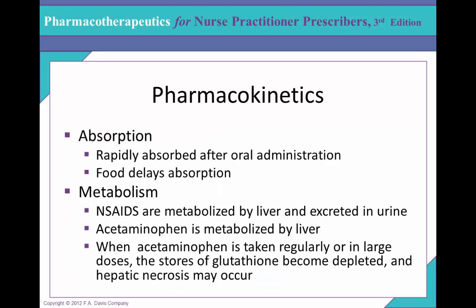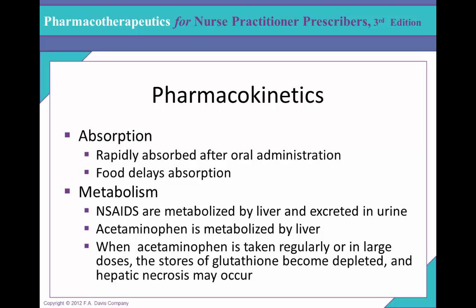So the absorption is very rapid after oral administration. NSAIDs are metabolized by the liver and excreted in urine. And remember that prostaglandins are essential in the afferent arteriole as a compensatory mechanism of the kidney when there is low volume. So any patient that has hypovolemia and acute renal failure of pre-renal nature, you should avoid NSAIDs. Hold them to allow the kidney to compensate.